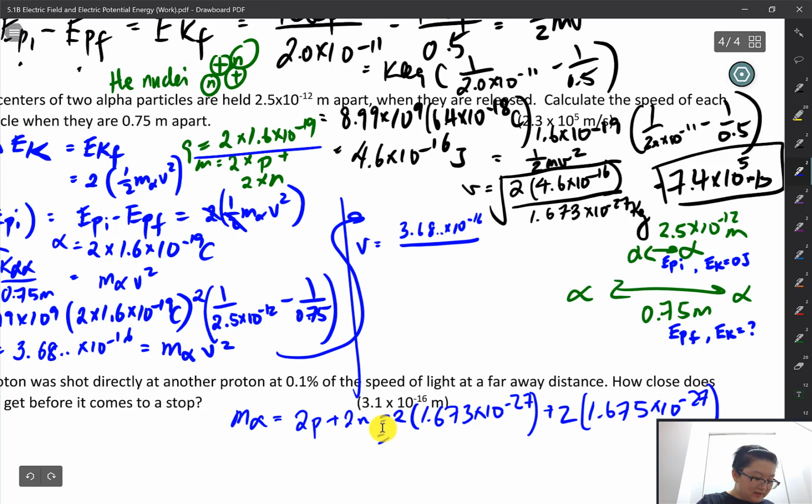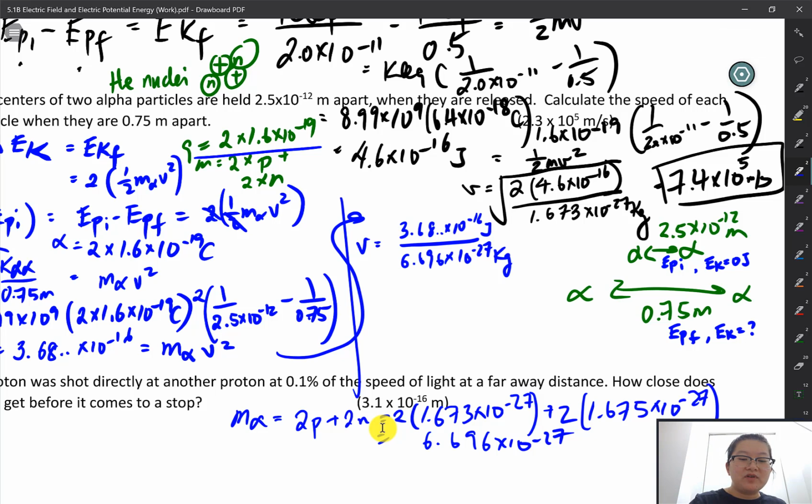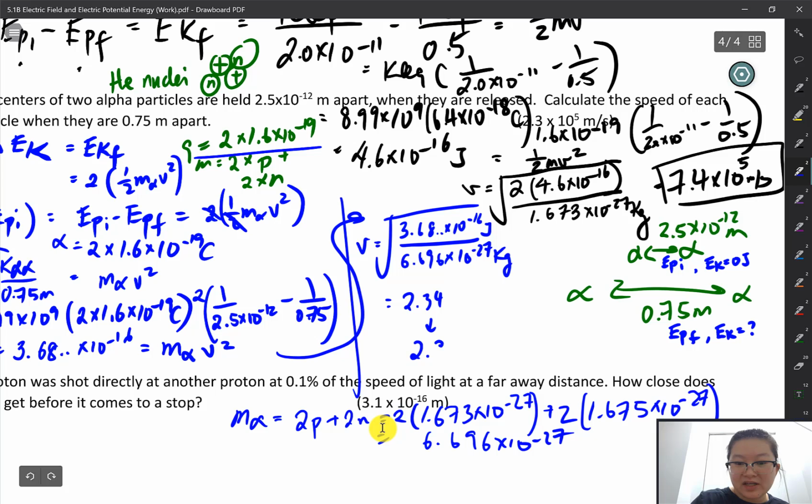Okay, let's just calculate this out first. Okay, this is 6.696 times 10 to the power negative 27. So that's exactly what I have to put down here for the mass of an alpha particle. And since this is, let's put in some units, so that's kilograms, this is in joules. So for the speed, I have to take the square root here. So after I divide the 2 and take the square root, I finally get 2.34, which is going to round to 2 sig figs. So 2.3 times 10 to the power of 5 meters per second.